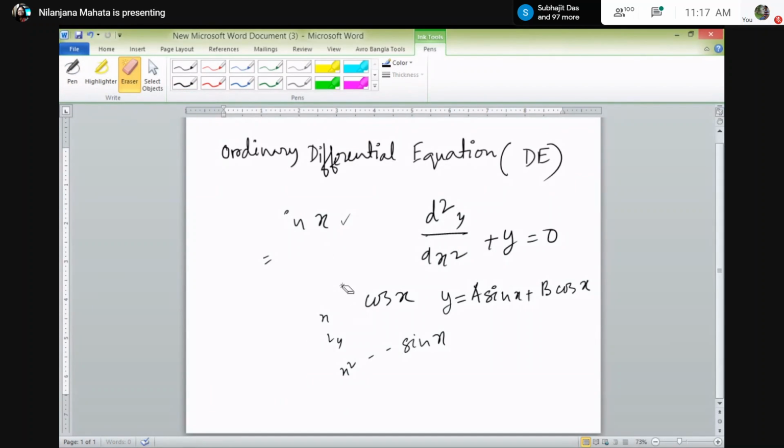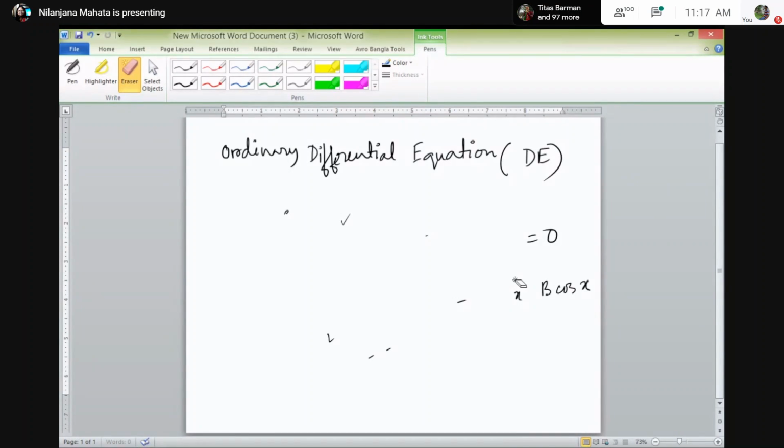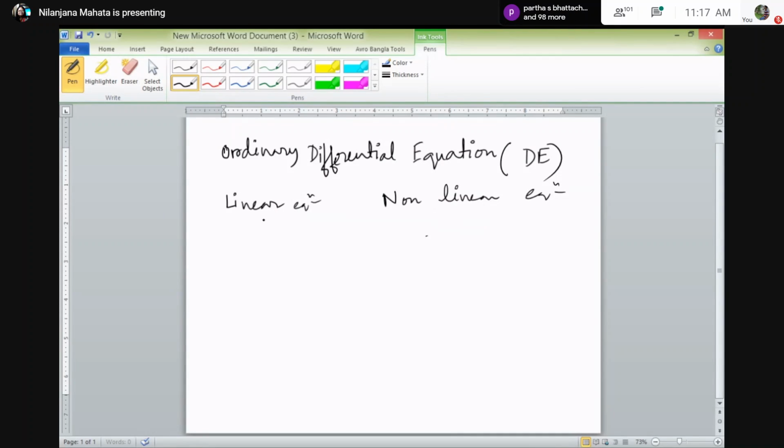Now, I know you have already solved some particular first order or second order differential equations in your class 12, right? So you know what is a linear equation and what is a nonlinear equation? Linear ODE and nonlinear ODE. Do you know? Is it linear or nonlinear? Linear. Okay, and why do you tell this is linear?